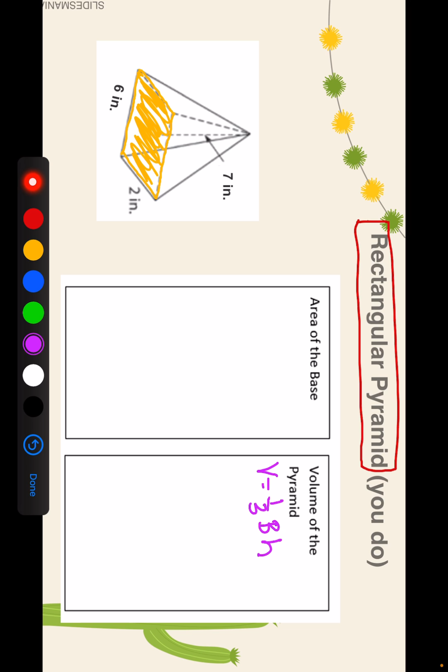Then you're going to find the area of the base. And again, it's a rectangle, so you're using the same formula that we used previously, which is A equals area of the base times height. The good thing is today you're only working with rectangular pyramids, so the steps will be exactly the same for your independent practice also. Okay, so you're going to go ahead and finish solving this out. Pause your video till you're done solving it, and then come back.